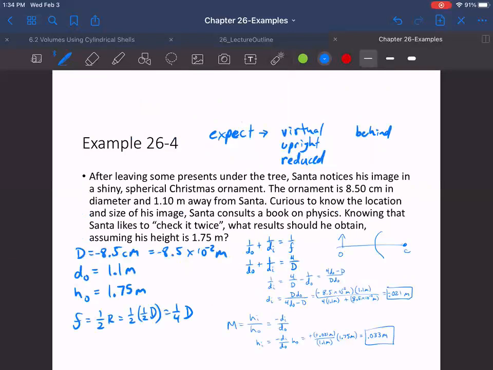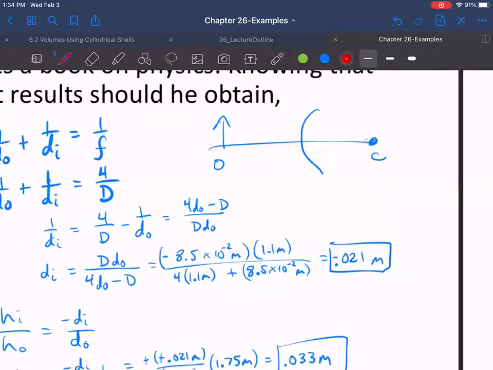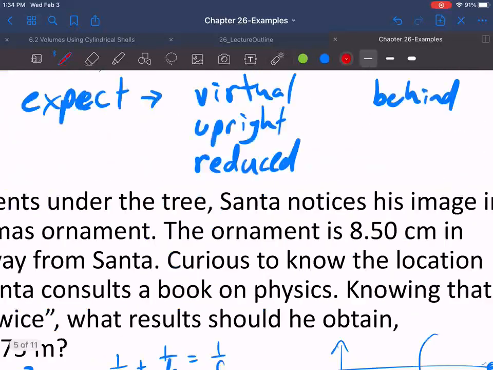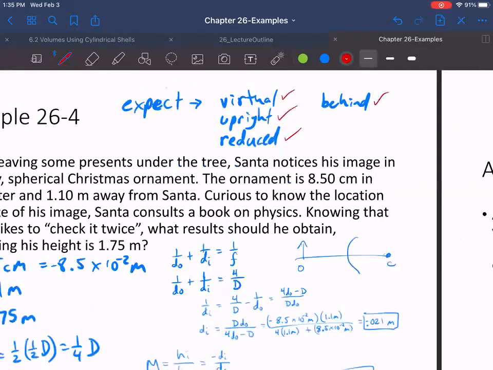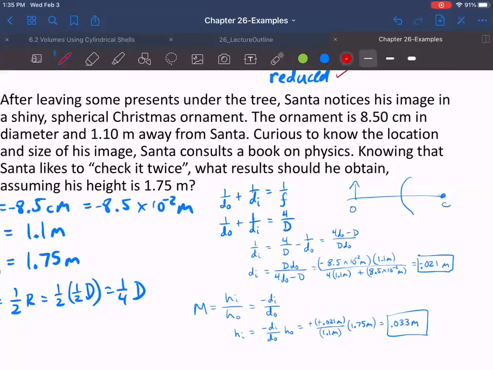So we ended up with a virtual image, correct? Because the image distance ended up on the negative side. So we got virtual, behind the mirror, because of that negative. We got upright because we have the positive magnification and the positive image height. And we got reduced because the image height is way less than his actual height. He's 1.75 meters, but his image in there is 0.033 meters. So 3.3 centimeters, pretty small.